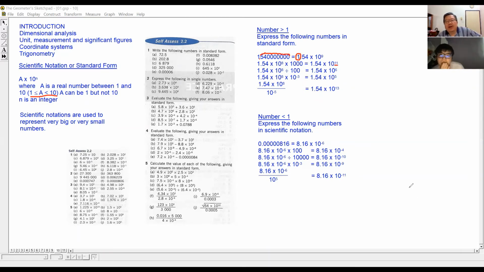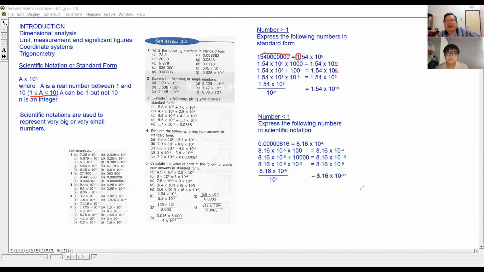Okay. Now we are going to divide 1.54 times 10 to the power of 8 by 100. Divide by 100, that means you are going to reduce by 2 zeros. 100 is 2 zeros. We're going to reduce it by 2 zeros. So 8 minus 2, you have 6. Is this okay?